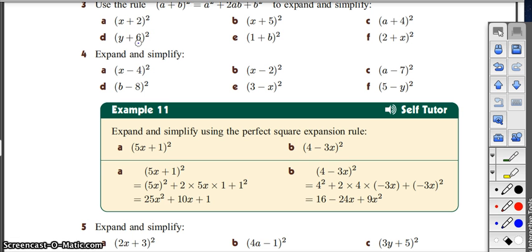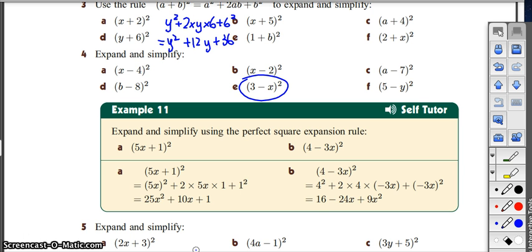We'll go with y plus 6. We square the first number, which is y. We square the last number, which is 6. We add 2 and multiply it by the first number and multiply it by the second number. Add 2, multiply by the first, multiply by the second. All right? Y squared, 2 times y times 6. We do the numbers. 6 times 2 is 12, so it's plus 12y. And 6 6s are 36.